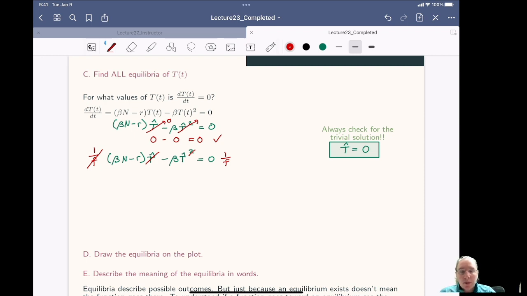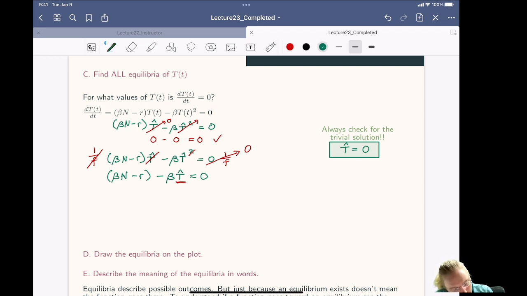Remember, you have to multiply that through all of the terms, and if you multiply by 0, it's still 0. So I end up with beta times (n minus r) minus beta times t hat is equal to 0. All right, we're trying to solve for t hat here. That is the key. We're trying to solve for t hat. How do we do that?